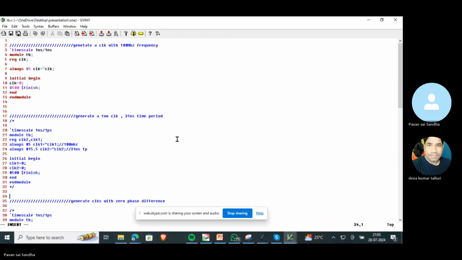I will make it a comment. The previous one generates 100 megahertz. Here we are generating a clock with a time period of 31 nanoseconds. This code is especially to show how we generate these point values, and here I want to generate two clocks: clock 1 with 100 megahertz and clock 2 with 31 nanoseconds as the time period, initializing both with 0. We'll end the simulation at 500 nanoseconds because we have maintained the time scale at 1 nanosecond. And save it.